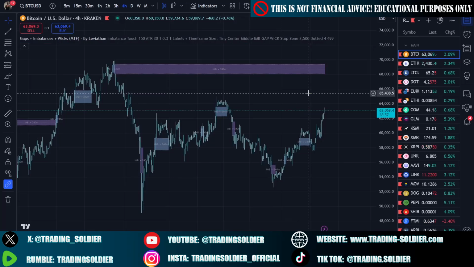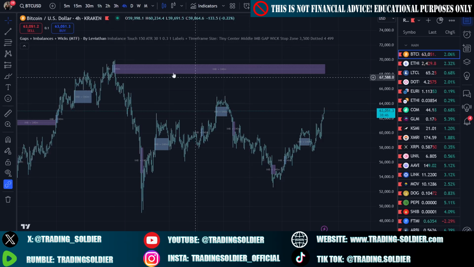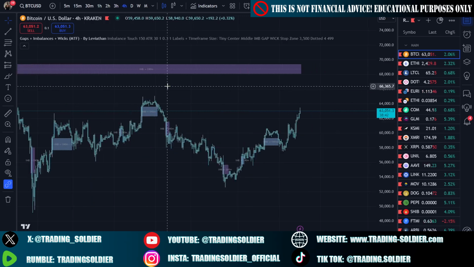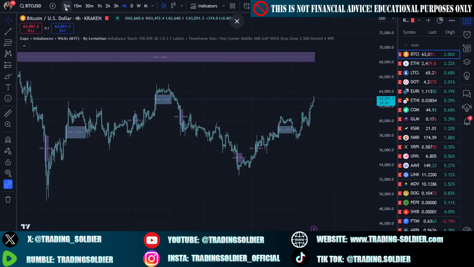GM soldiers, in today's video I'm going to explain how to use the TradingView indicator called Gaps plus Imbalances plus Wicks multi-time frame by Leviathan Capital. This indicator basically highlights the fair value gaps, the imbalances and the wicks on the chart depending on the time frame that you select in the top part of the TradingView chart.